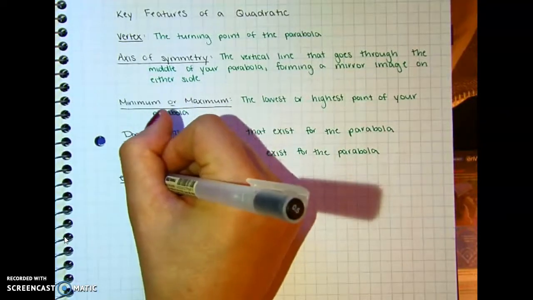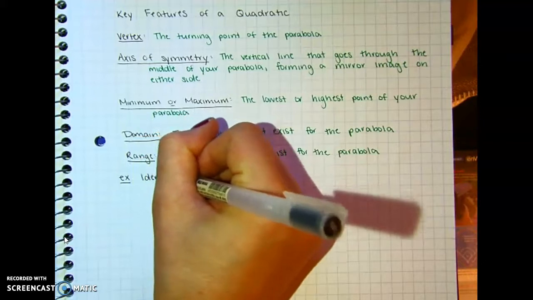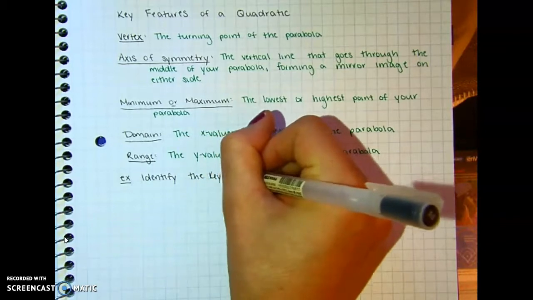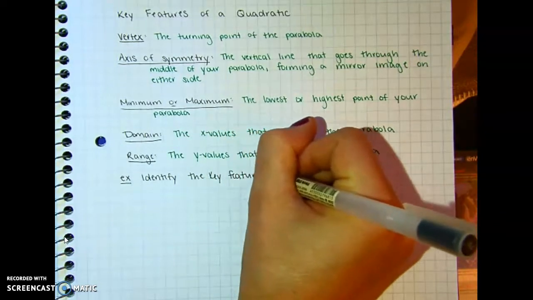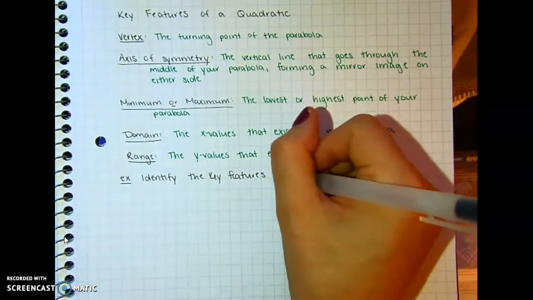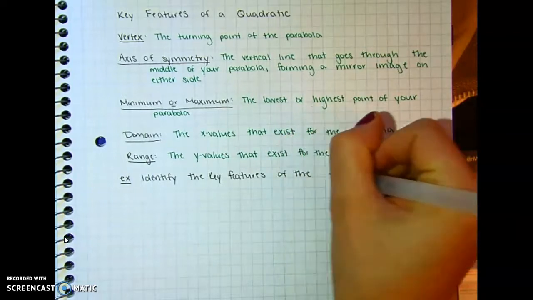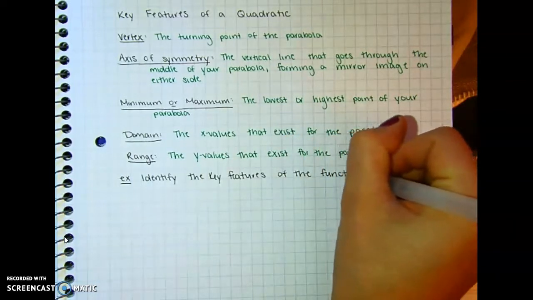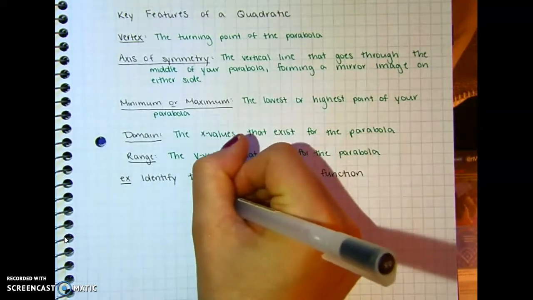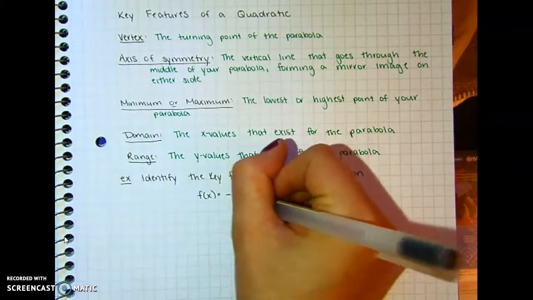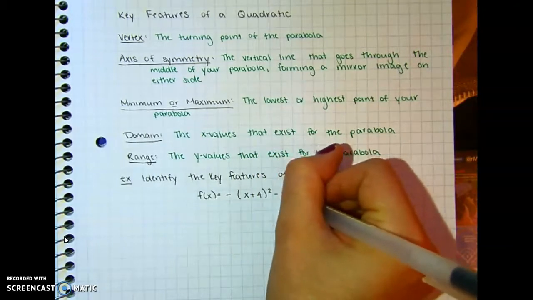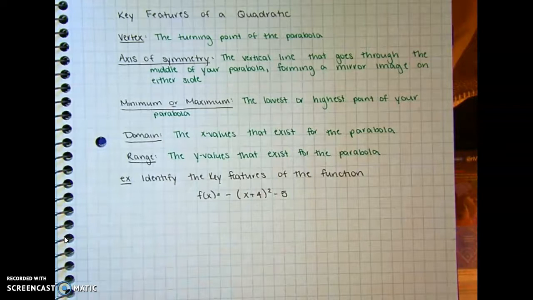Identify the key features of the quadratic function f of x equals negative (x plus 4) squared minus 5. Alright, let's do it.